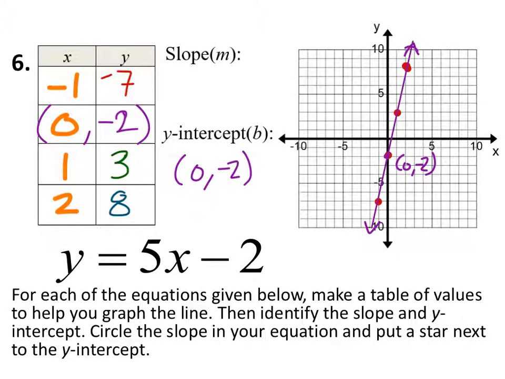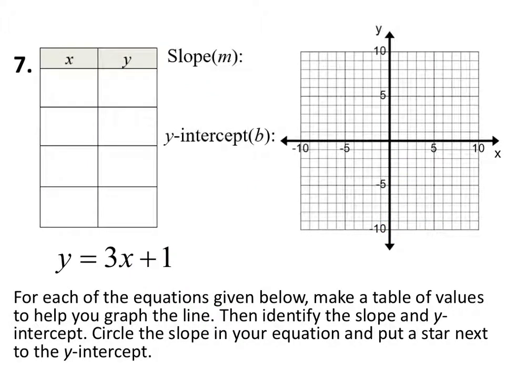The slope on this one we should already know because it's the coefficient of the x, which is 5. So the slope is 5 and the y-intercept is -2. So we've identified those, and we circle the slope in the equation and put a star next to the y-intercept. Bam, that is all. And I'll reiterate this, just remember if you guys chose different values in the table, that's okay, but the graph should always look the same no matter what.